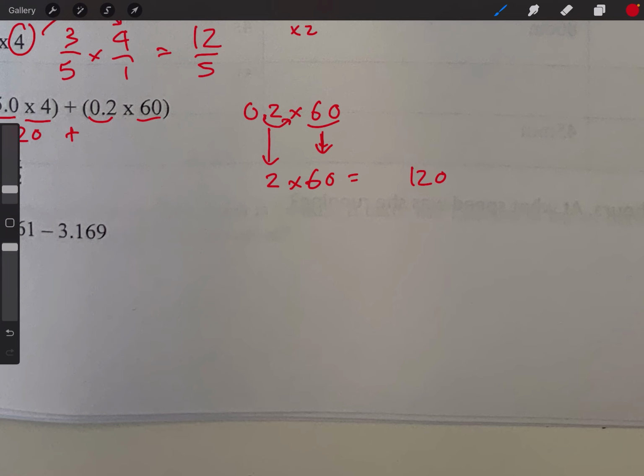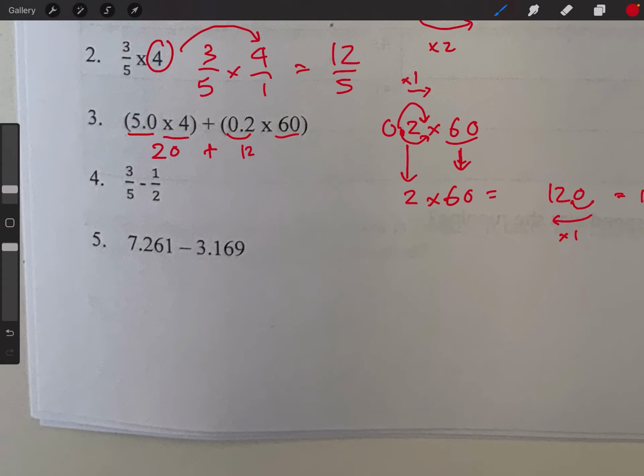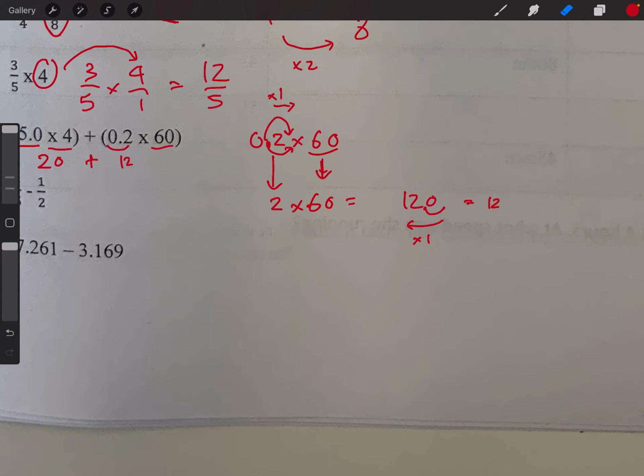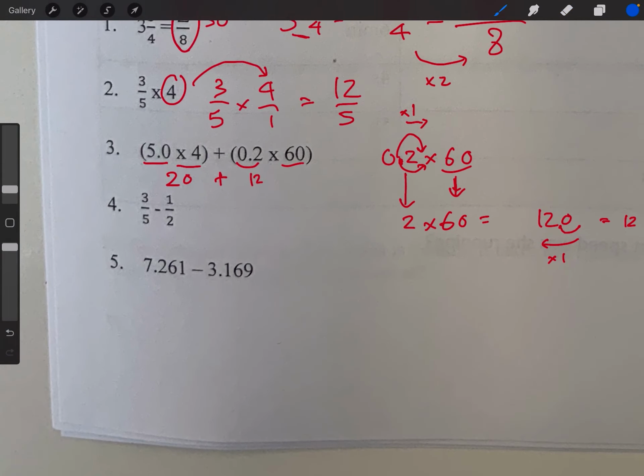Now, because we moved the decimal place one time to the right, we're going to move it one time back to the left. So now it's going to jump over here, and the answer is 12. So the answer is 12 for this. Alright, so when you add these two together, 20 plus 12 will give you 32.